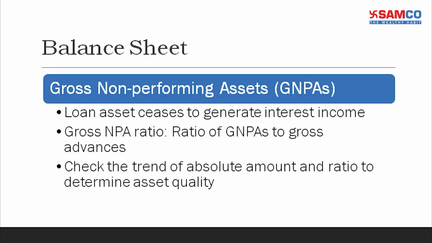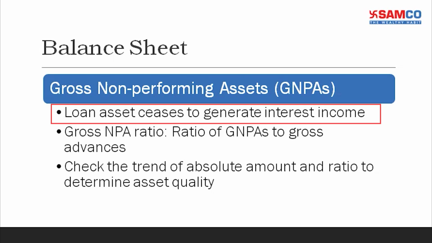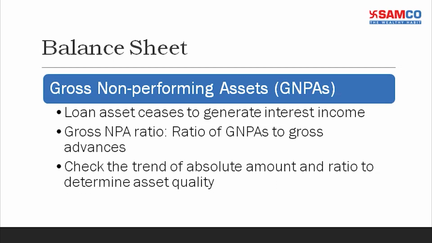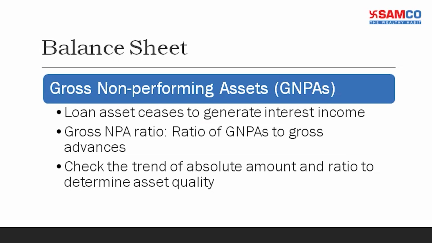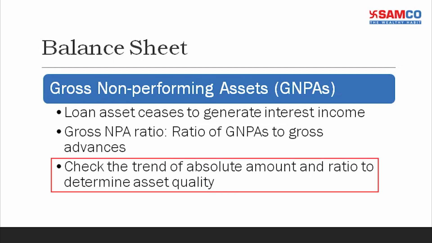Coming on to gross non-performing asset, which is known as GNPA. Now a loan becomes non-performing when it ceases to generate interest income for the bank. Now GNPA are the total loans classified by the bank's management as non-performing. Gross NPA ratio is the ratio of gross non-performing assets to gross advances. Now both the ratio and absolute amount can be extracted from the financial statement at the end of the statement of profit and loss. This absolute amount as well as the ratio should be checked in order to determine the asset quality of the bank.